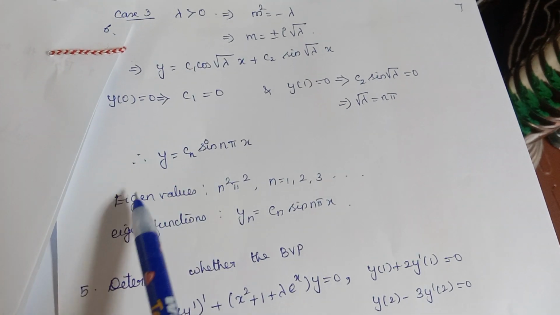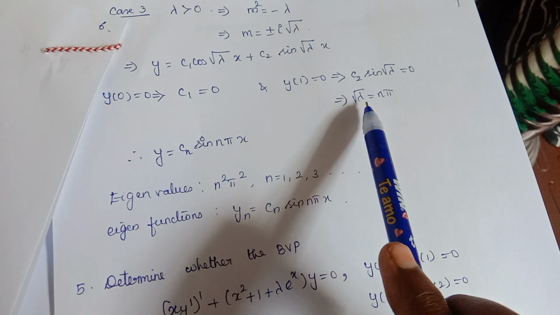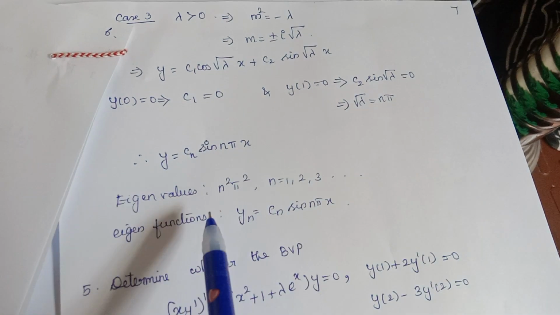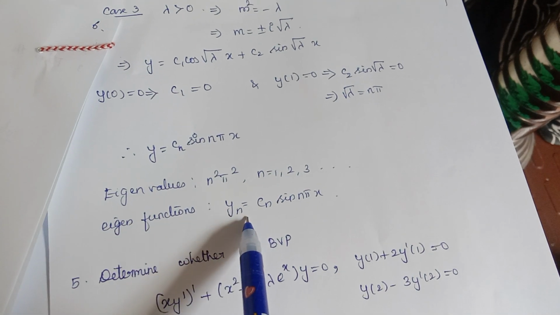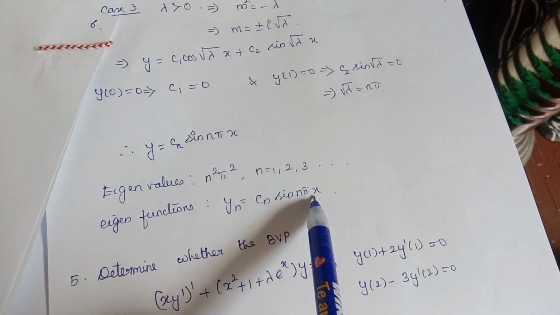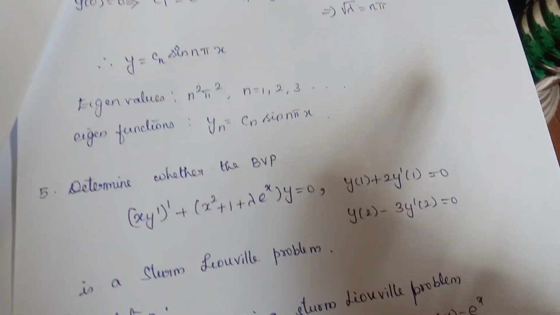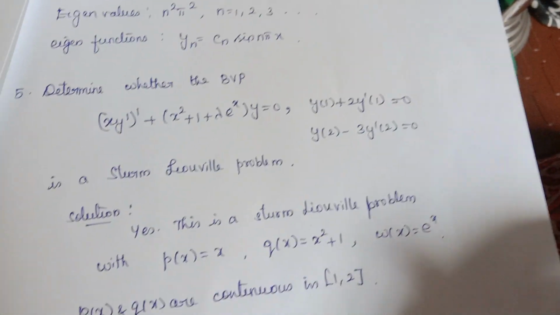So the eigenvalues are lambda equal to n square pi square, and the eigenfunctions are yn equal to cn sin n pi x. So these are the eigenvalues and eigenfunctions for the given differential equation.